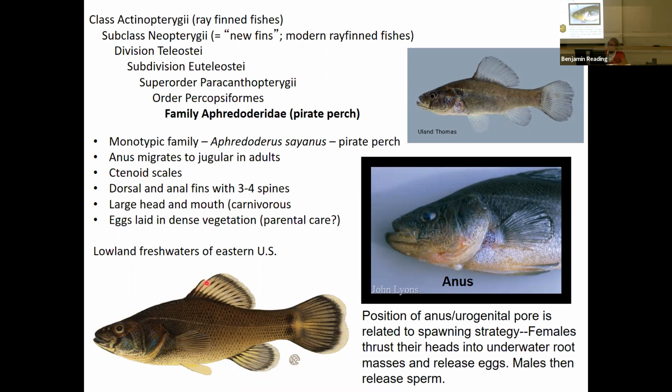So the first 1, 2, or 3 are hard spines. The rest are soft rays. Same with the anal fin. Large head and mouth. These things are only a few inches long, but they have a very large mouth here, and you can see a very well developed feeding jaw, and they're carnivores. Even though they're only a few inches long, these things are carnivores. Eggs are laid in dense vegetation, and it's unknown whether there's parental care here, but the next slide I'm going to show you sort of explains why the anus is actually here.